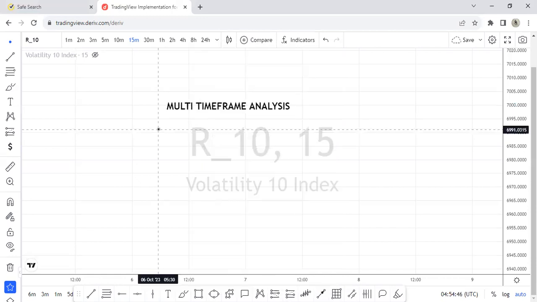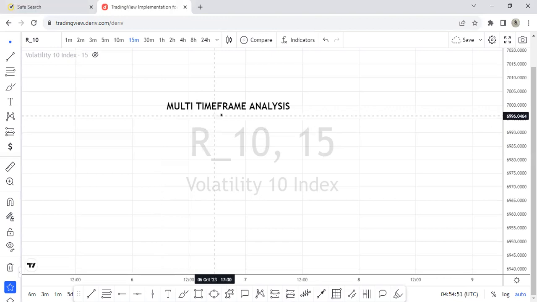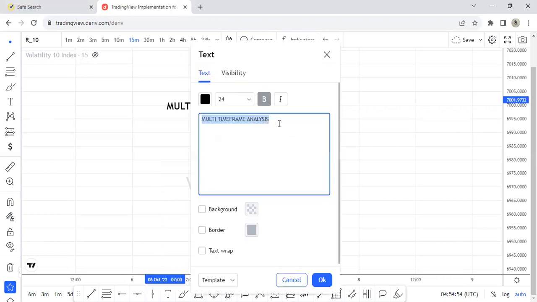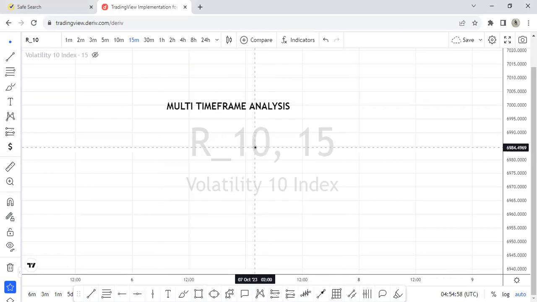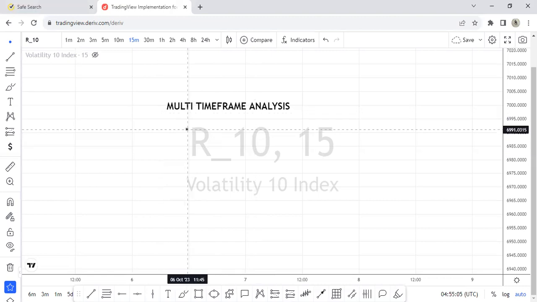So what is multi-time frame analysis? This is simply putting the different time frames in perspective. In every market, every different time frame is telling a different story.